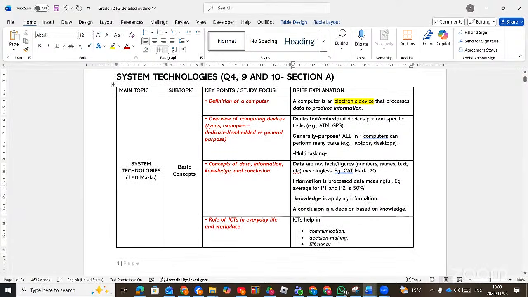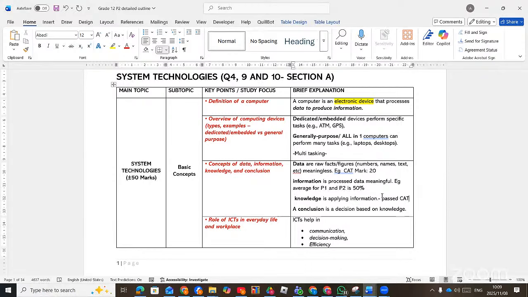Now, the knowledge becomes applying the information. So if you know that your cat mark for the term is 50%, you can now gain some knowledge by applying some information. That means you pass cat, you got a cat mark with an average mark.